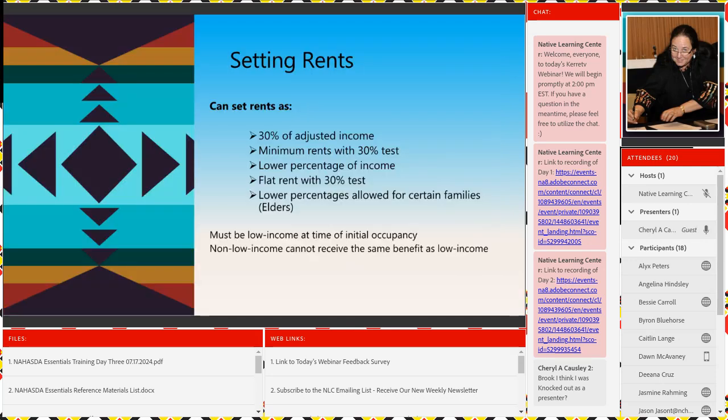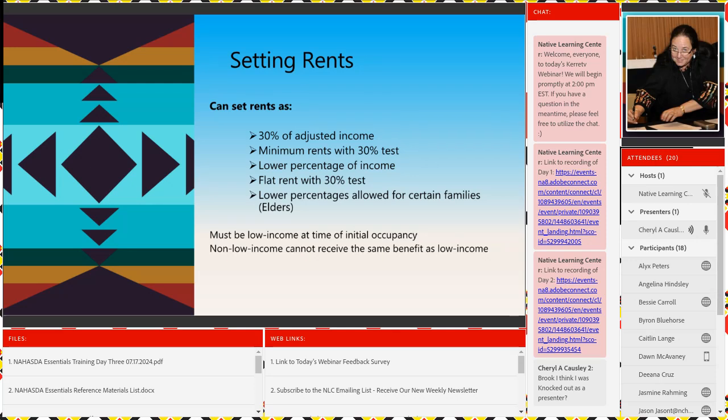Some of the other things you're going to have to consider when you go to set the rents. Remember, 30% of adjusted income is the most you can charge them unless their income falls between 80 and 100%. So you have minimum rents as long as you perform that 30% test. Remember, 30% of zero is zero. And we get the money from Congress to serve low-income Native Americans.